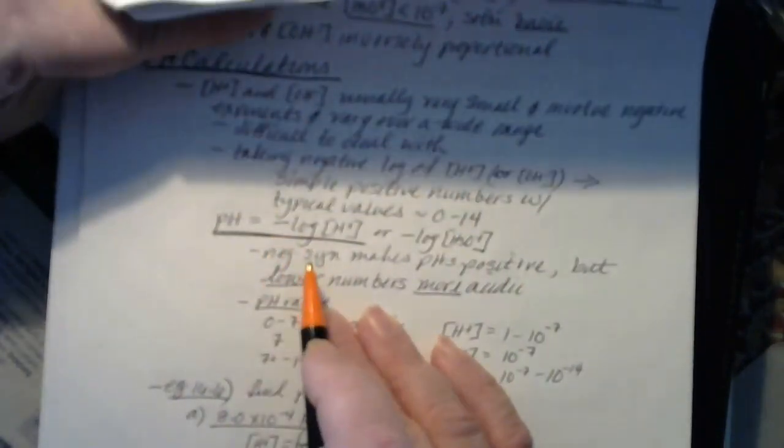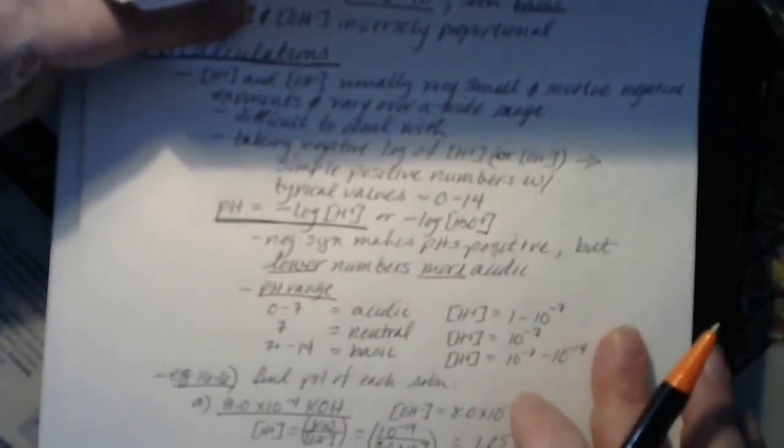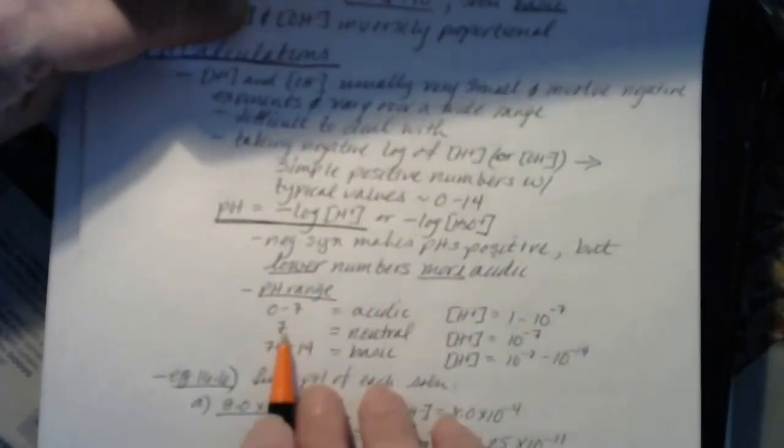Okay, so the negative sign makes pH positive, but unfortunately, it now means that the numbers are reversed. So we often think of pH as being a way of measuring the acidity of a solution, and it is. But unfortunately, the fact that it's a negative log means that smaller numbers are more acidic. So the scale actually goes in the opposite direction from what you'd expect. So lower numbers for pH are more acidic.